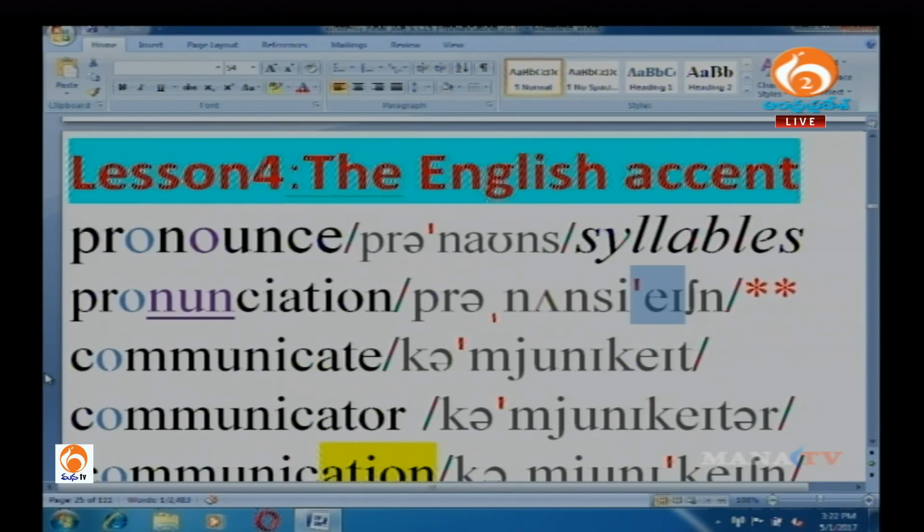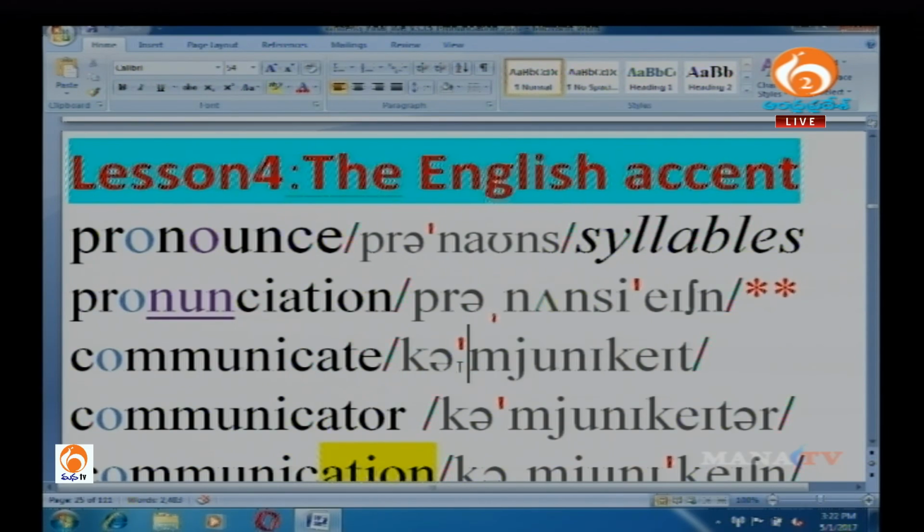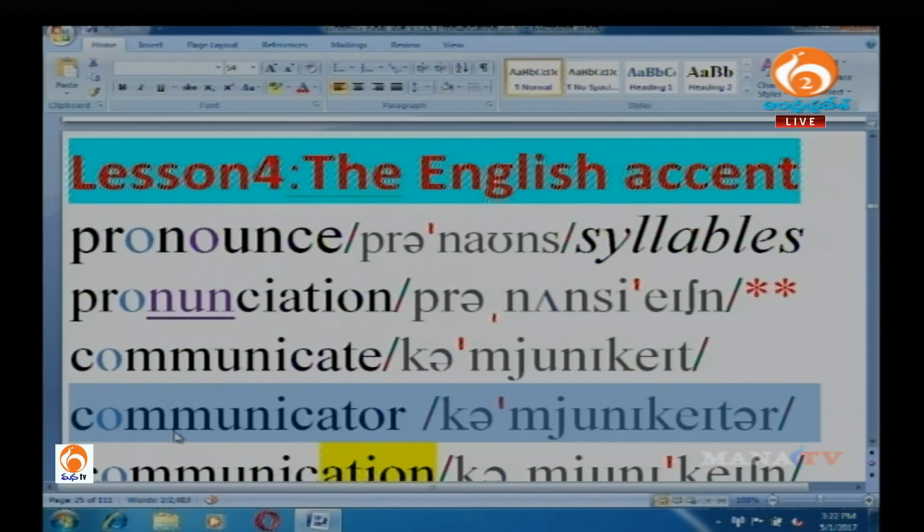Let's take a few more examples. This one has many parts. Communicate. Mu should be pronounced louder because the accent mark is on mu. Okay? Communicate. Repeat after me. Communicate. Now faster. Communicate. This is how you have to get the accent right. First slowly, practice the right accent, then speed up to a normal speed.